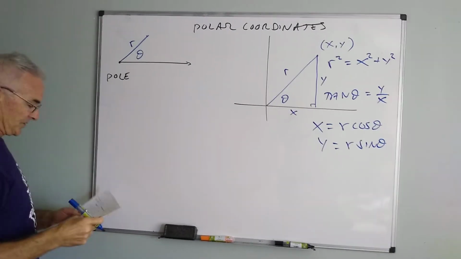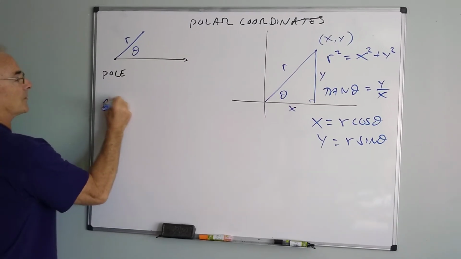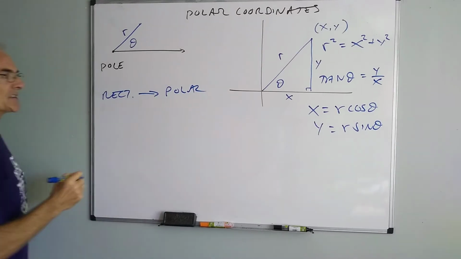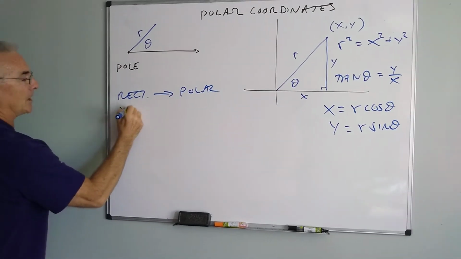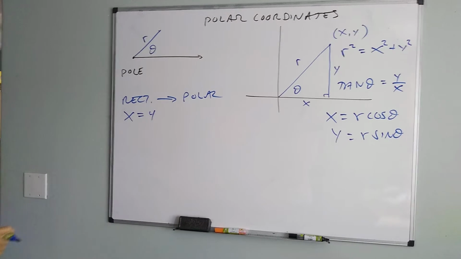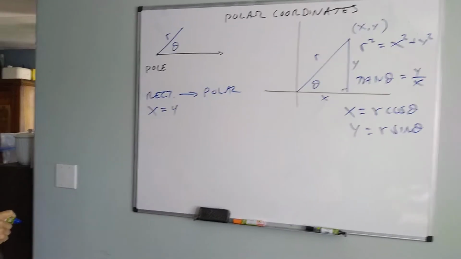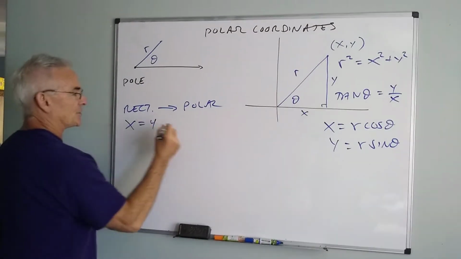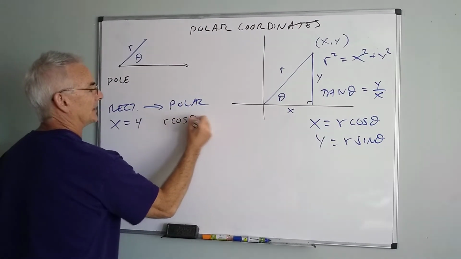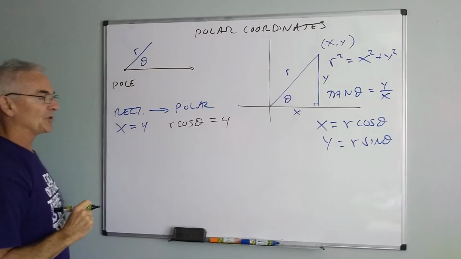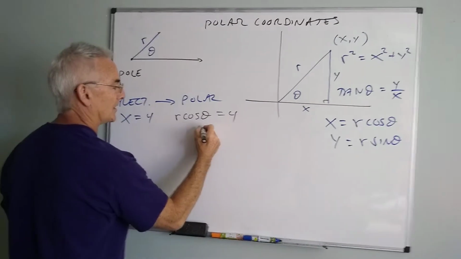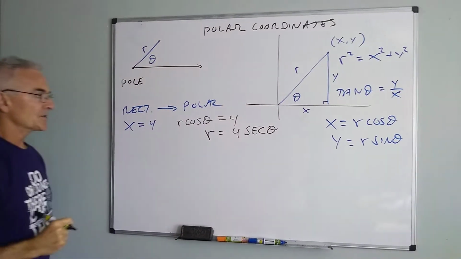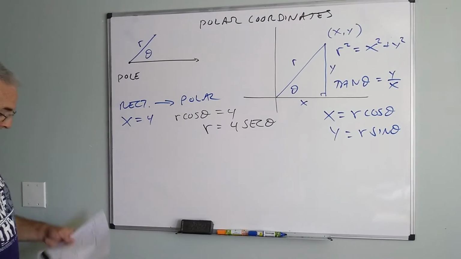So if I wanted to do a simple problem, let's say where I wanted to go from rectangular coordinates to polar coordinates, let's take something simple like a vertical line, the line x equals 4. I want to write this in polar coordinates, which means I'd like to write it as r equals, if possible. So if I change x to r cos theta equals 4, and then I multiply both sides by the reciprocal of the cosine, I will get r equals 4 times the secant of theta. So that's a simple way of describing a vertical line using polar.